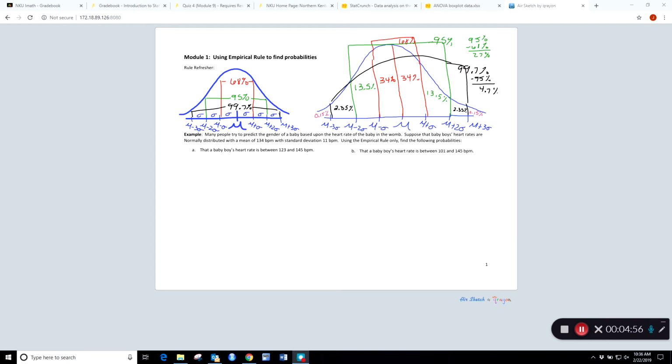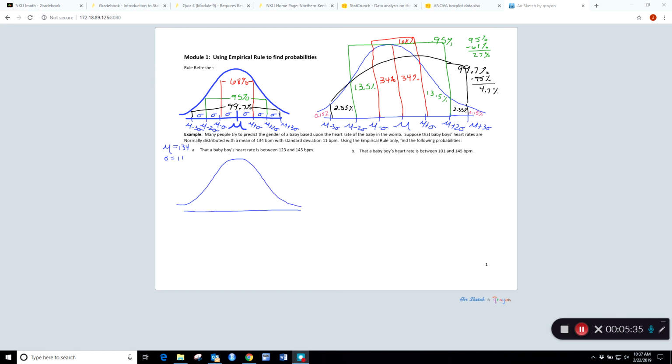Now let's apply that to an example to find some probabilities. Here we're trying to predict the gender of a baby based upon the heart rate. Suppose that we know that baby boys' heart rates are normally distributed, so it has that picture, with a mean of 134 and a standard deviation of 11. So I'm giving you your mu and your sigma there. For part A, we're going to find the probability that a baby boy's heart rate is between 123 and 145 beats per minute.